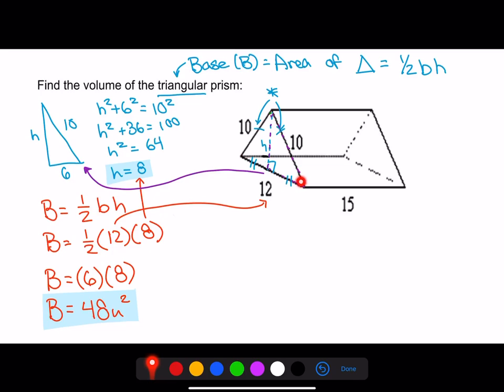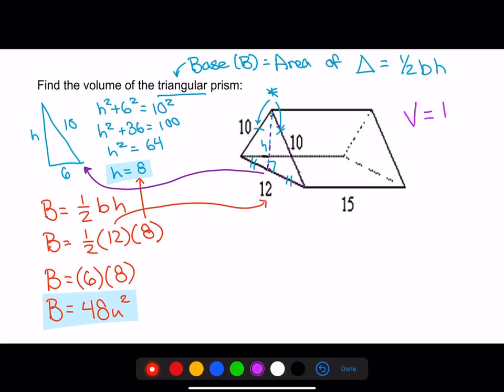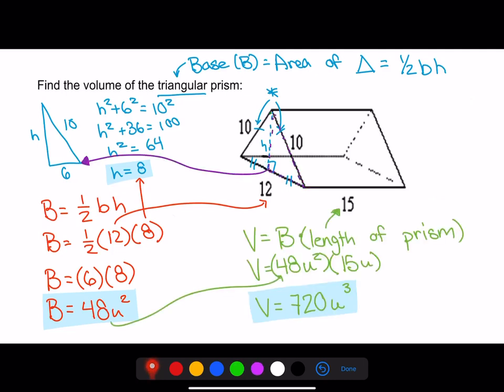Now don't forget, we're trying to find out the volume here. So volume is equal to big B times H for any prism like this. So any triangular prism, anything that's pretty much not a circle, you're going to use big B times H for the volume. So we now have volume is equal to 48 times the length of our prism, which in this case is 15.